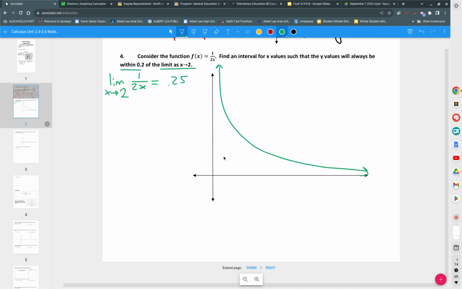Everybody good with that? So I'm going to go back to my drawing, and my drawing says that this is my a value. So I'm going to put 2 there. That's a. And I go up to this spot, and I go over, and that's my L value. What do I put for my L value? What is my limit? 0.25. Good. Great. So now I need epsilons and I need deltas. Agreed? So we're going to do an epsilon. It says the y values will always be within 0.2. y values correspond with the epsilon. So I'm going to go up 0.2 and I'm going to go down 0.2. If I went up 0.2 from here, where would that bring me? If I went up 0.2, 0.45.